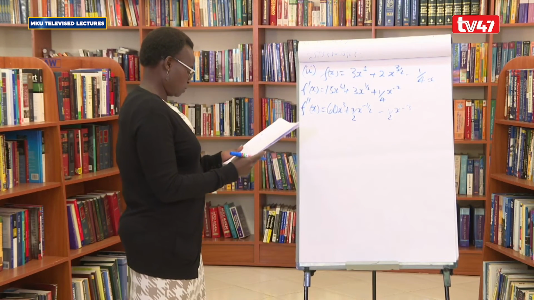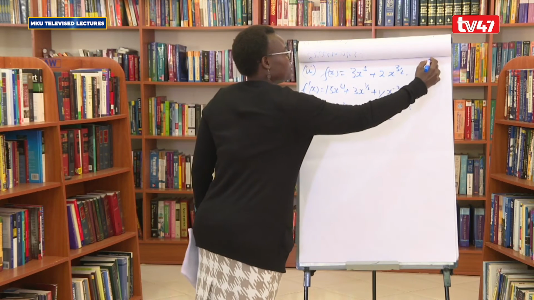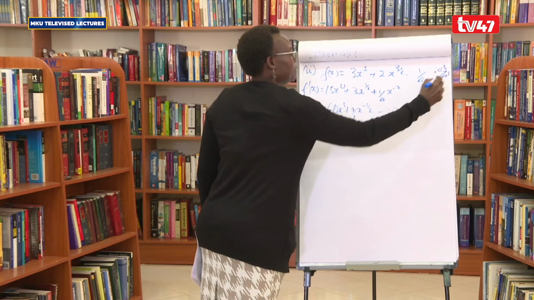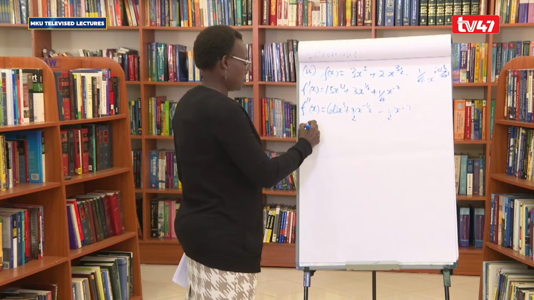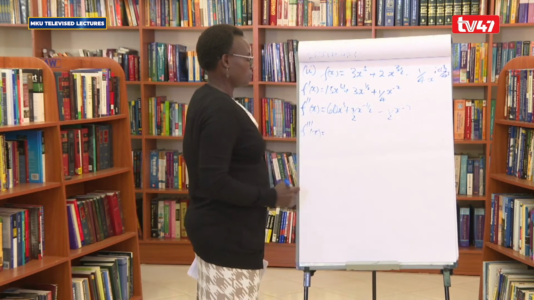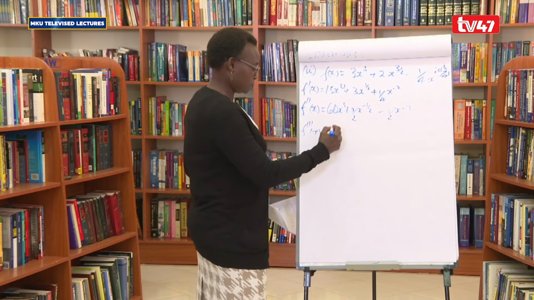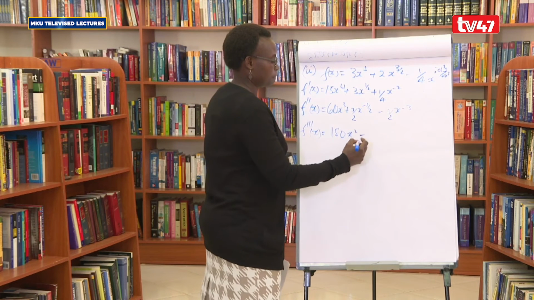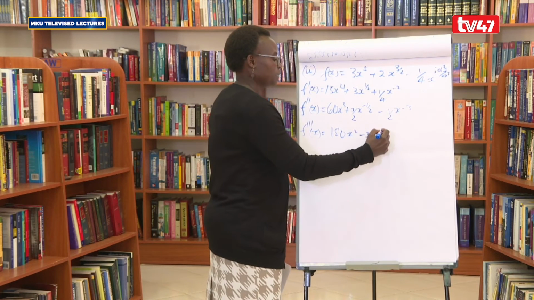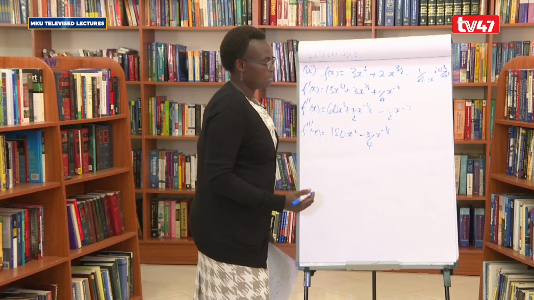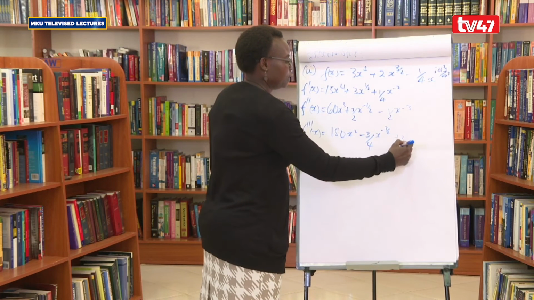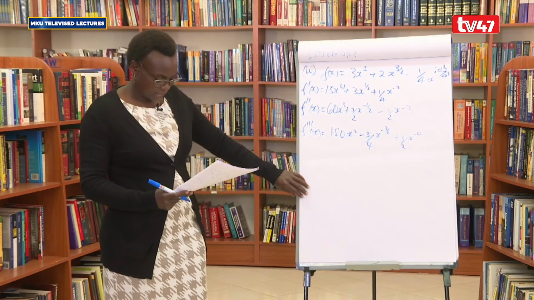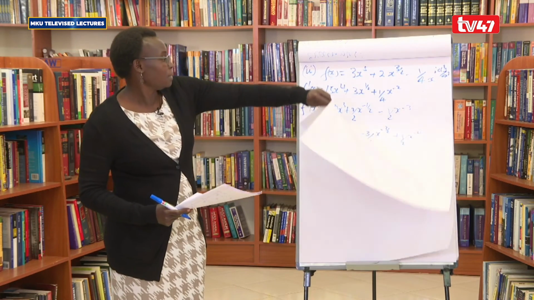So the question actually was we get the third derivative even here. So the third, this will give us 180 x squared minus 3 over 4 x raised to power negative 3 over 2, and then this will be plus 3 over 2 x raised to power negative 4. So that would be the third derivative.